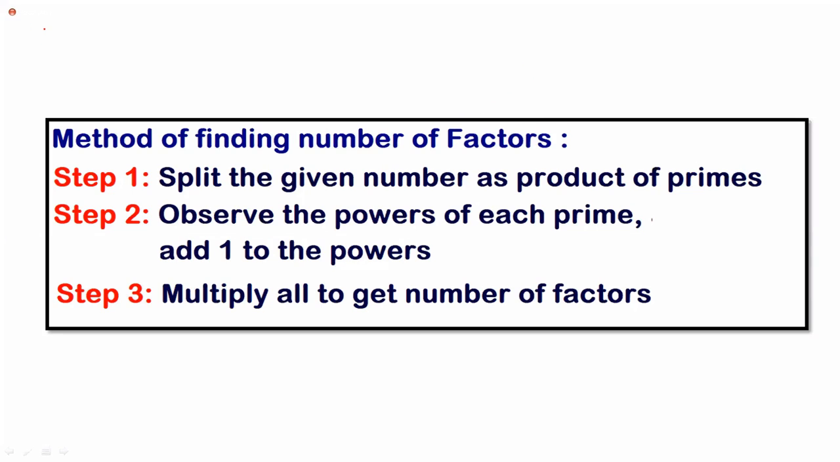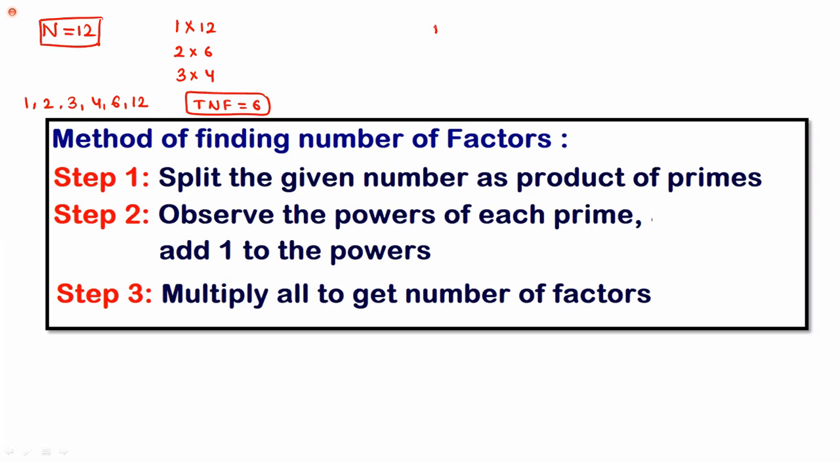Let me take one more example. Let's assume that I have a number 12. What are the factors? Manually we can say 1 into 12 is 12. 2 into 6 is 12. 3 into 4 is 12. That's it. That means the factors are 1, 2, 3, 4, 6 and 12. How many factors are there? We can say the total number of factors is going to be 6.